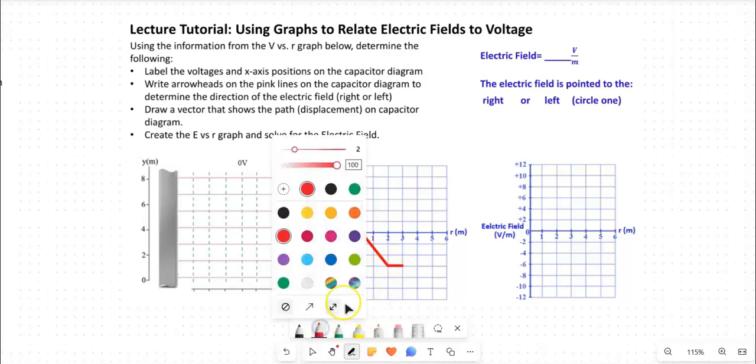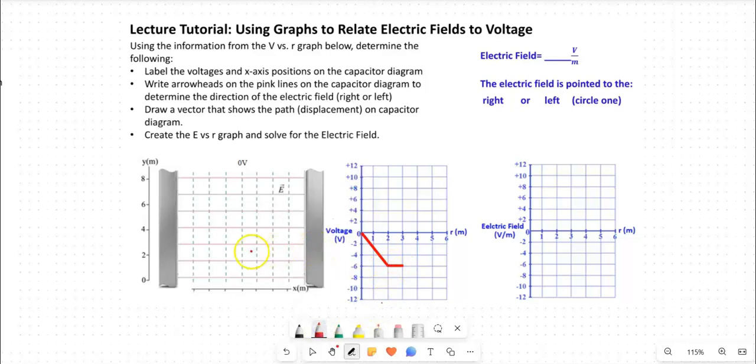If we think about this for a second, it starts off at 0 volts. So it's at 0 volts at 0 meters. So the initial position is right here at 0 meters.